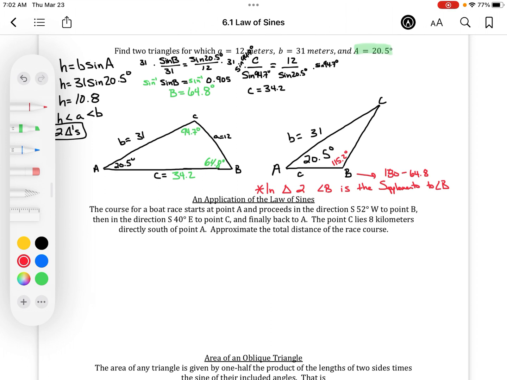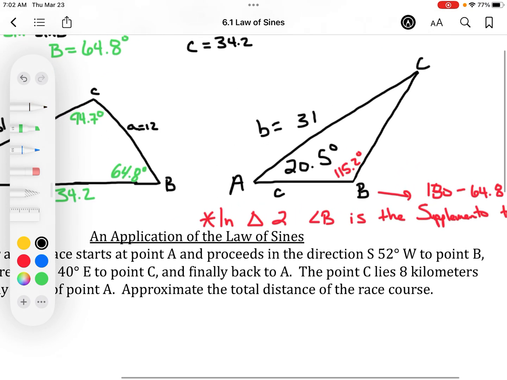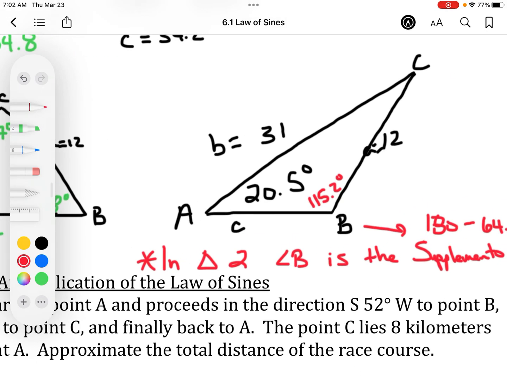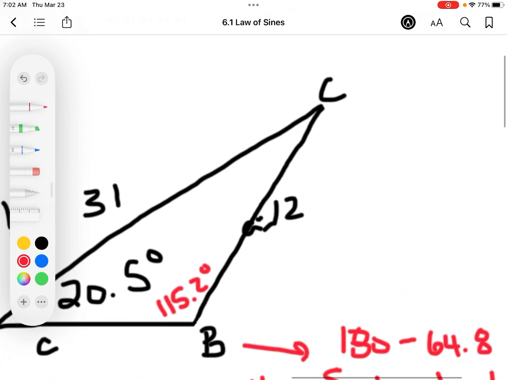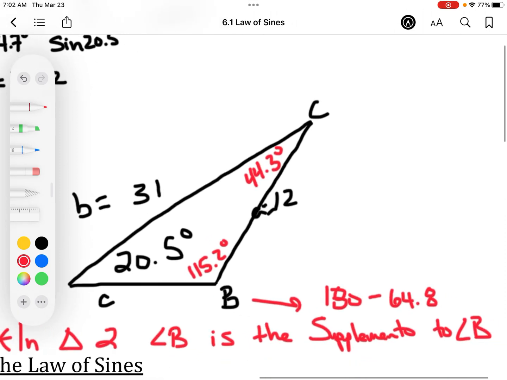So to get the second one started, because if you started just doing law of sines, it's not going to work. You're going to keep getting the same answer that you did before. You need that information that we just provided, that those two are supplementary, to get this one started. And now it's simple. Subtract from 180 to get C. 180 minus 115.2 and 20.5, and we get 44.3 degrees.